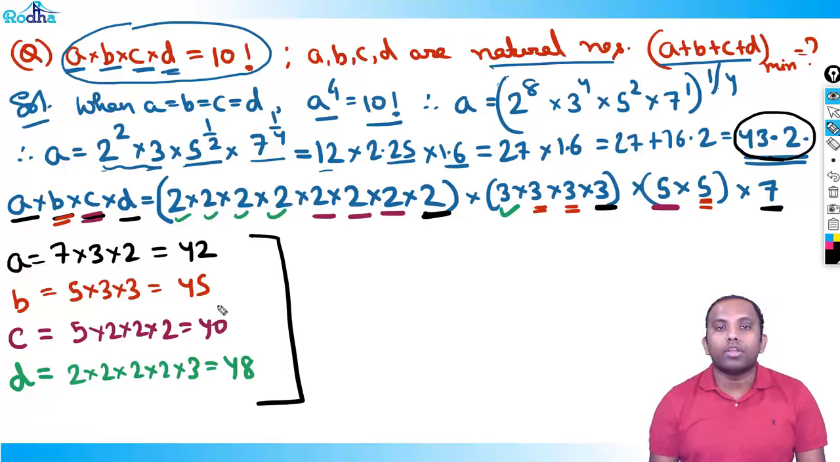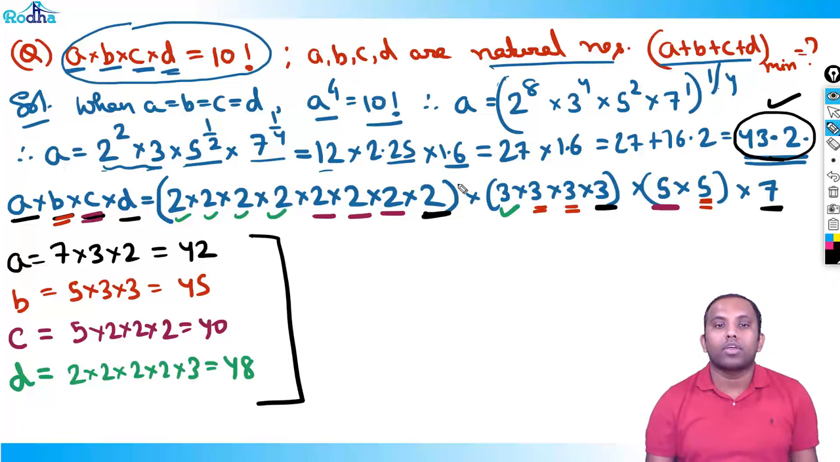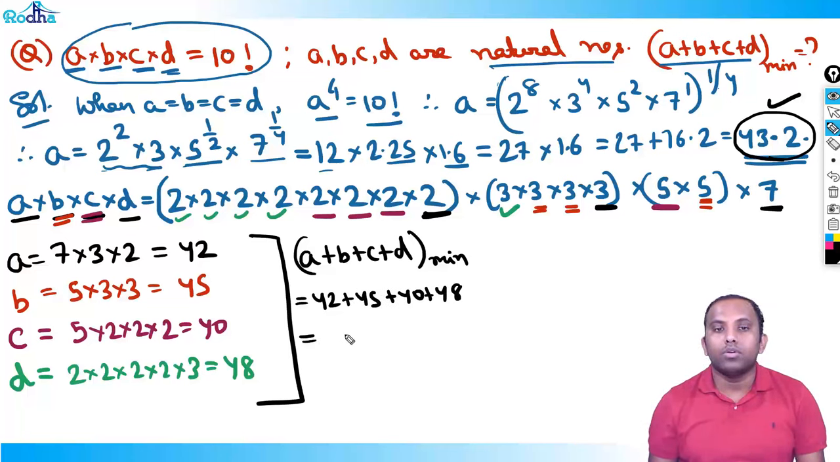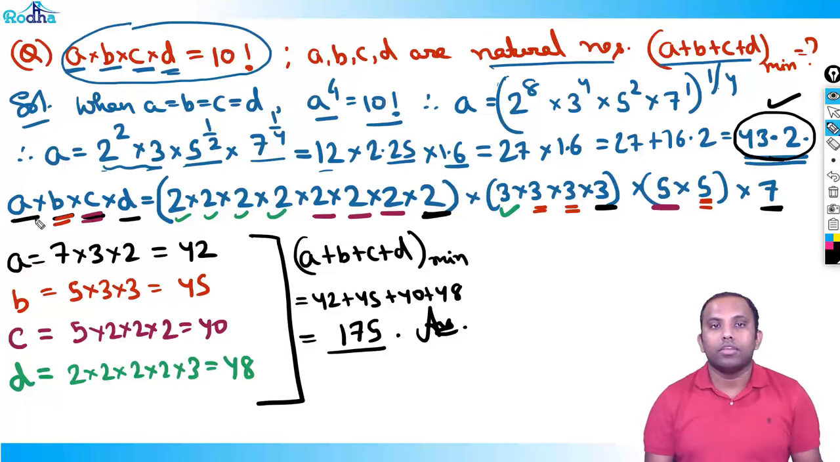All numbers are in and around 43. We have taken care of this. The utmost important thing is that the numbers should be as close as possible and around 43. What is the answer now? So A plus B plus C plus D, minimum value will be 42 plus 45 plus 40 plus 48, that is equal to 175. So 175 is the answer for this.